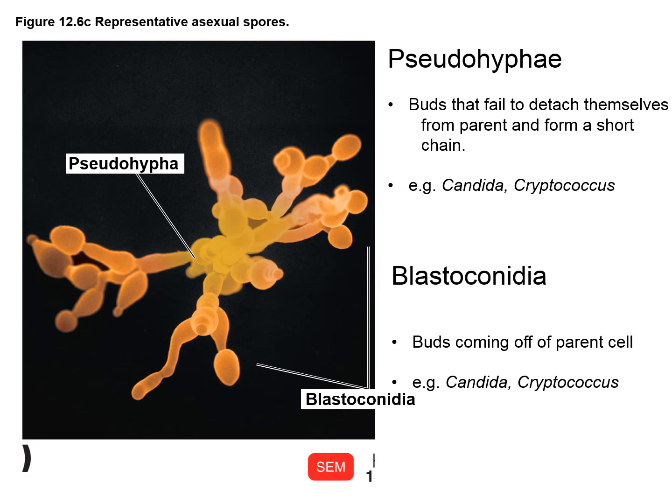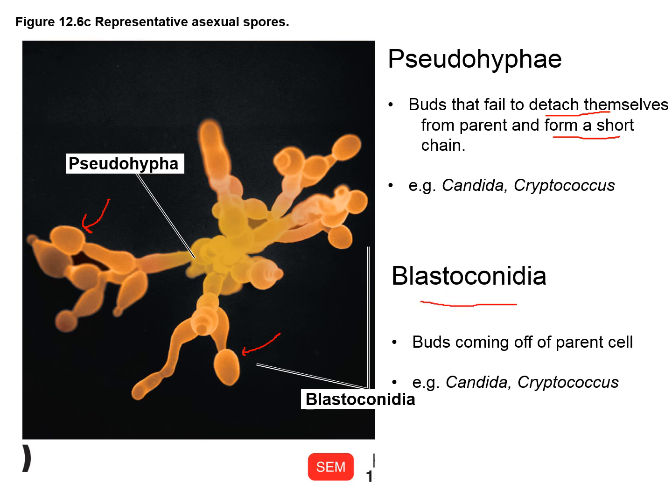Pseudohyphae are formed by yeasts like Candida or fungi like Cryptococcus. Here you have buds that are produced. So remember that budding reproduction that we talked about? You get a bud, but the bud doesn't actually break off. It fails to detach itself from the parent. And so you get a short chain of connected buds. Okay, and then because it's similar to a hypha, but it's not really a hypha, it's called a pseudohypha.